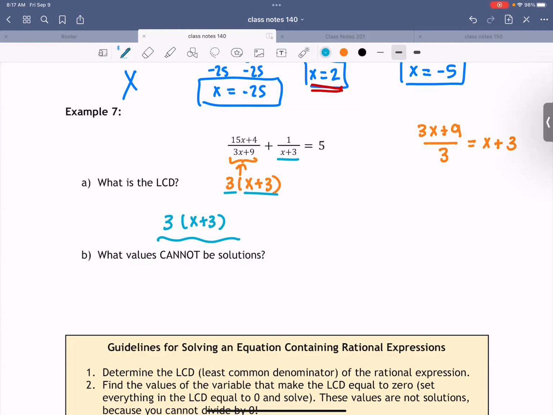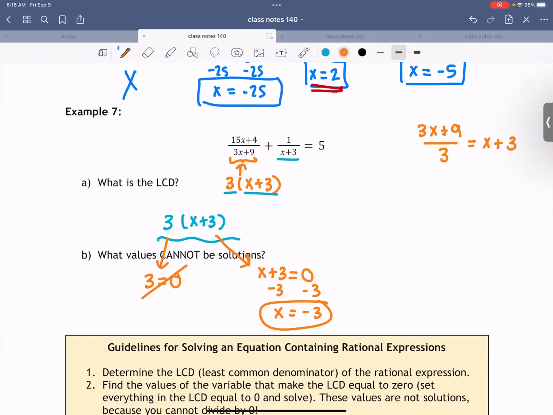All right. What value can't be a solution here? Well, you got -3, which is good. Let me go through this more systematically. 3 equals 0. x plus 3 equals 0. Solving the left equation isn't going to work, right? But if I subtract 3 on both sides, x equals -3 is not going to be a solution.